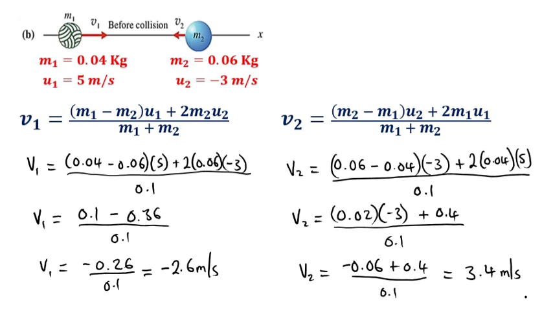meters per second. So for this one, we can clearly see that the first one is negative because the first ball after collision will go to the left, while the second ball after collision will go to the right. And we know this because of the signs that we found, the positives and the negatives.